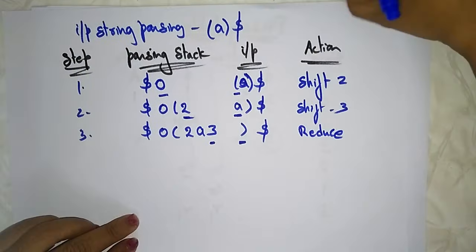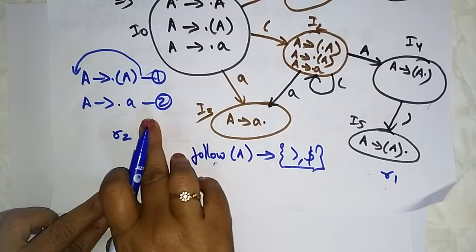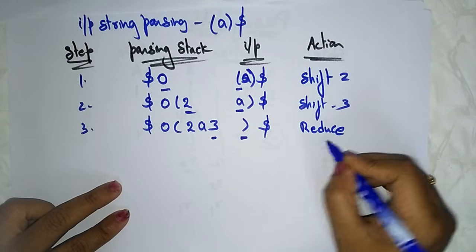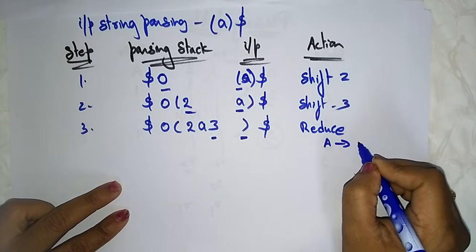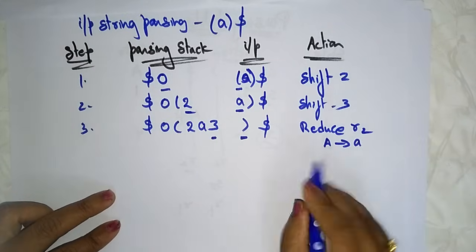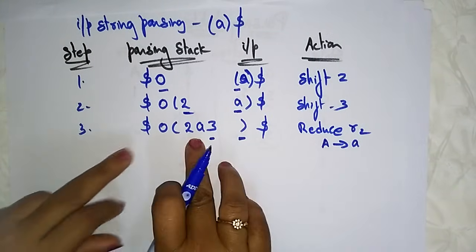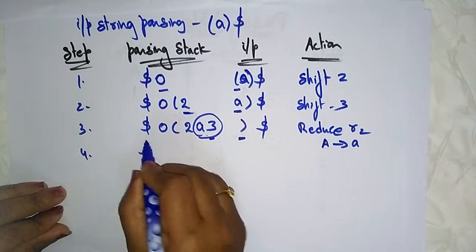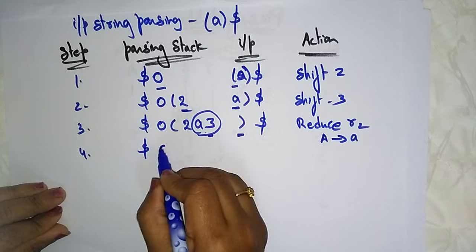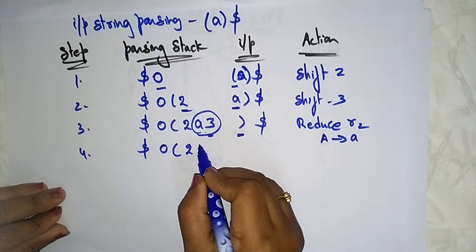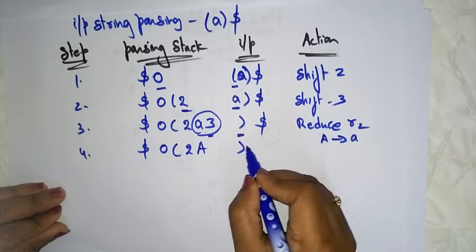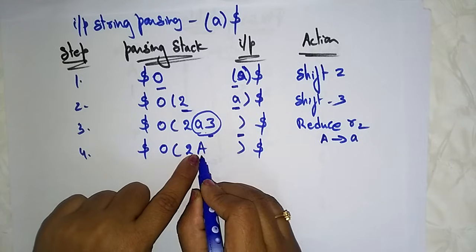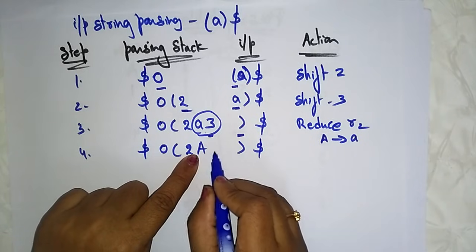Reduce, what do we have to reduce? They are saying reduce R2. So what is the production 2? A determines small a. So reduce A determines small a. Reduce R2 means in place of small a you need to write the capital A. So this is a small a, you need to write the capital A. Dollar 0 left parenthesis 2 capital A right parenthesis dollar. But here a number should be there, but here a non-terminal is there. So I need to write the number here.